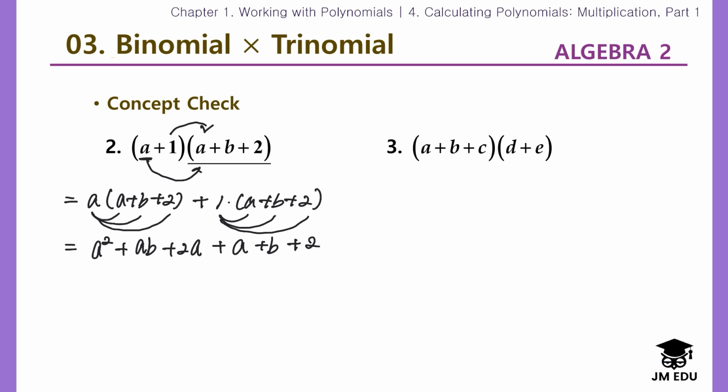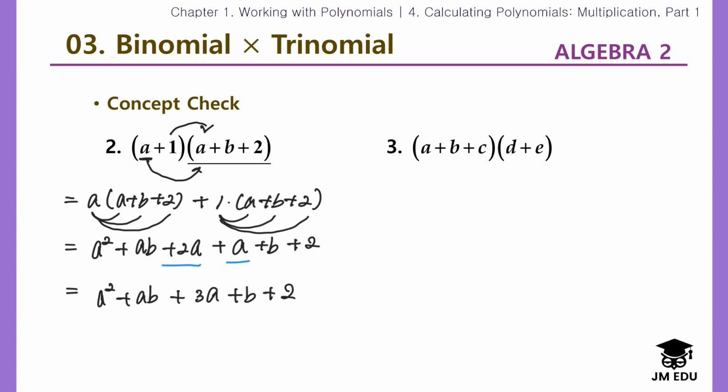Okay, so we have two like terms. So that's going to be a squared plus ab plus 2a plus a, 3a, plus b plus 2. Okay, that's another way to multiply a binomial by a trinomial.